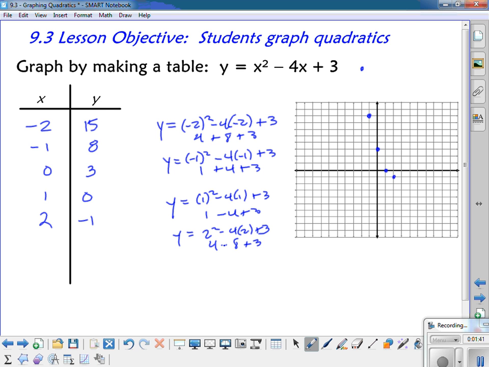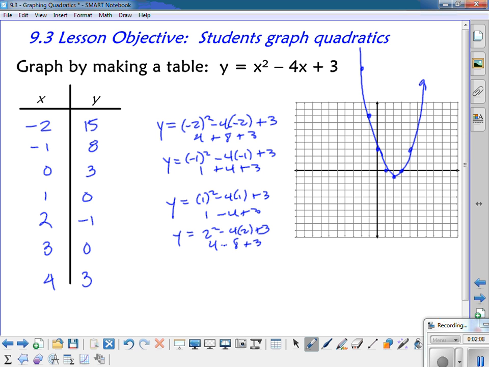All right, so what is a parabola supposed to look like? Like a U. Do I have a U at this point? No. So I would actually have to keep plugging in points until I get a U. I have to plug in a 3, and trust me, I end up getting a 0. And if I plug in a 4, I end up getting a 3. So then, finally, it's looking like a parabola, right?